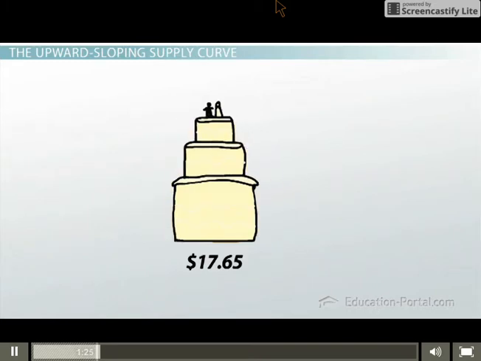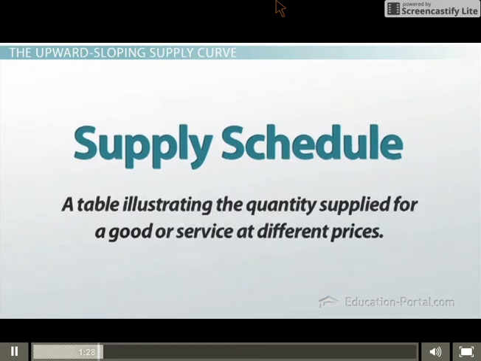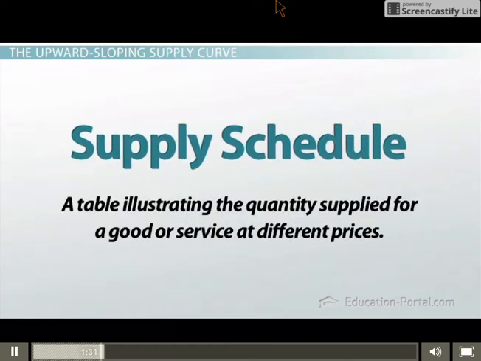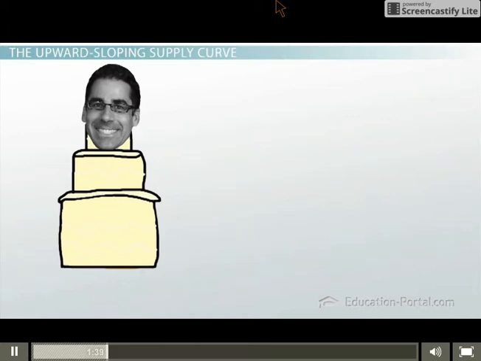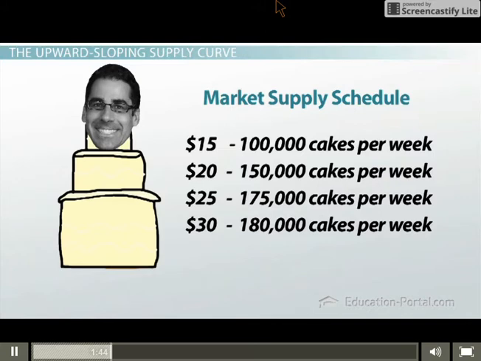How do we know this? Because we can look at a supply schedule, which is a table that illustrates the quantity supplied for a good or service at different prices. For example, the supply for cakes throughout the whole economy can be seen by looking at the market supply schedule for cakes. And here it is. As you can see, at a price of $15 per cake, cake suppliers are willing and able to supply 100,000 cakes. However, at a price of $30, they'll have a much higher profit potential and would be willing and able to supply as many as 180,000 cakes.